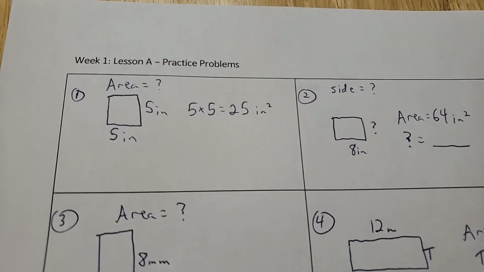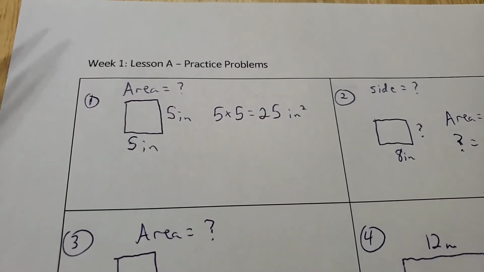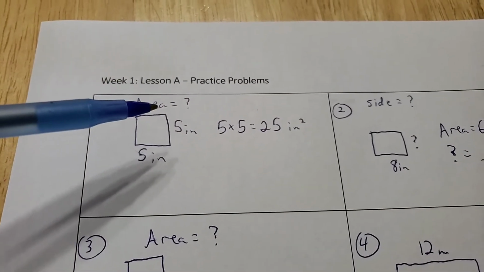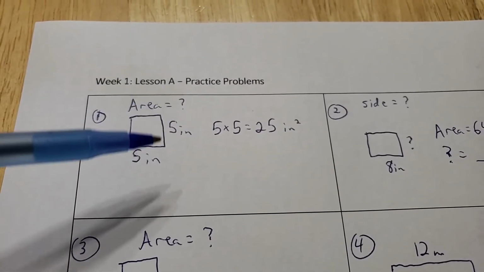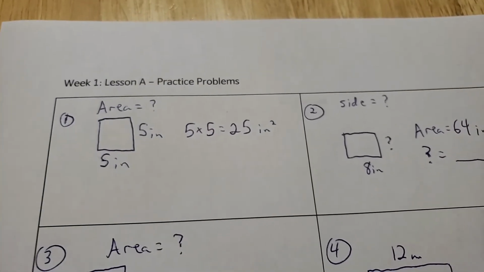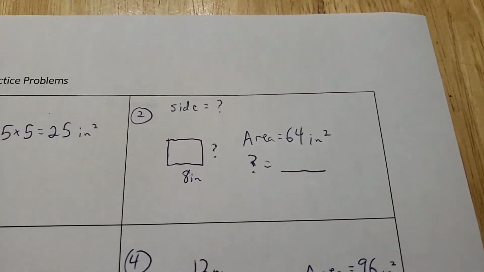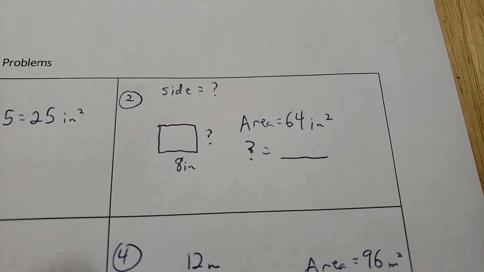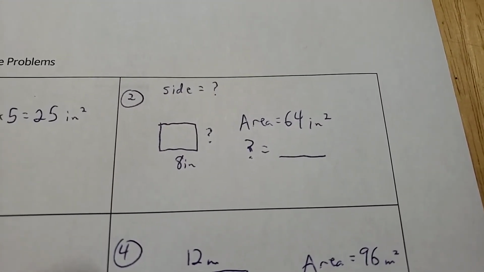So the first one I kind of did for you so you get an idea what to do. You're just looking for area. Area equals question mark. So you have a 5 by 5 square. 5 times 5 is 25 square inches. So that's really all you do in all these types of problems. So I'll show you all these, and you can pause them as necessary and solve them. You can see all your answers at the end and check it.